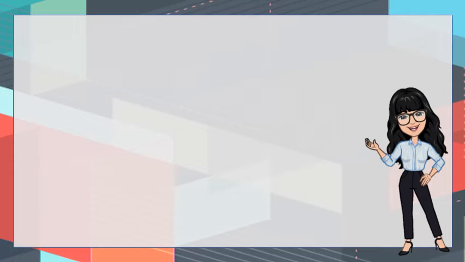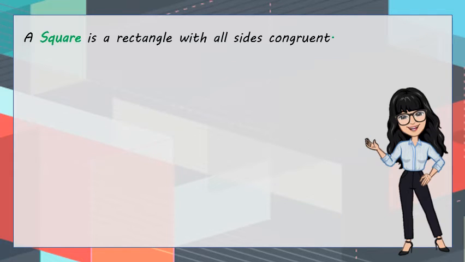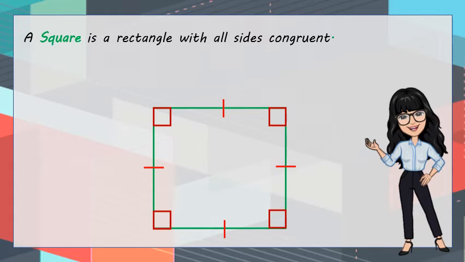We are down to our last parallelogram, which is the square. So a square is a rectangle with all sides congruent. So it is a rectangle. That means to say it is a parallelogram with 4 right angles, or all angles are congruent because all right angles are congruent. So we can say that a square is a parallelogram with all sides and angles congruent. Okay, so it has 4 right angles and it has also 4 sides which are congruent.